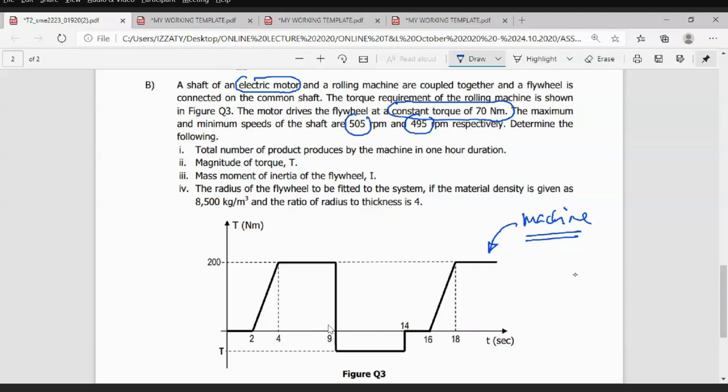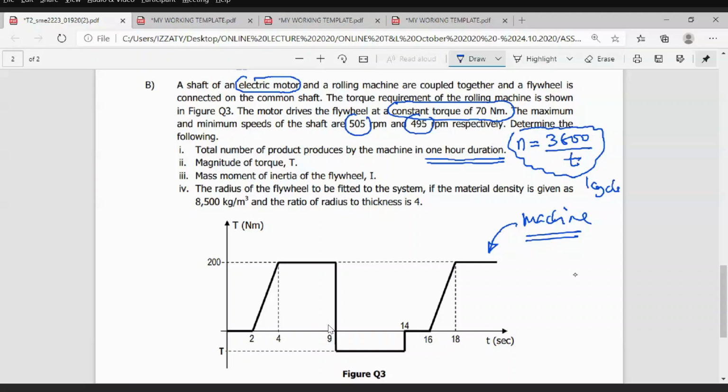Determine the following. Total number of products produced by the machine in 1 hour. So your solution, or perhaps your equation, is given as what? N is equal to 360 divided by T, isn't it? And remember, this belongs to one cycle. You need to verify the given graph, whether it belongs to one cycle or more than one cycle. But you need to know that whatever you've done here is a one cycle operation.